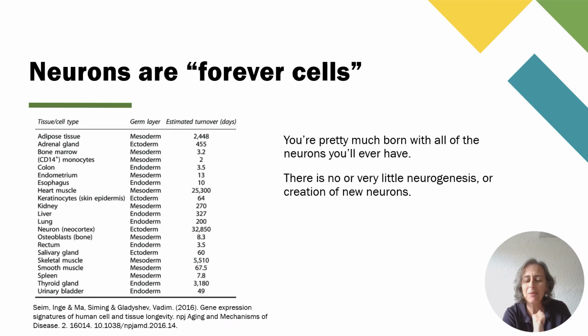Thing number two about neurons. They are forever cells. The neurons that you have today are the same neurons that you were born with, and you're not going to grow any new ones. So neurogenesis, or the ability to grow new neurons, there's debate around this. Maybe it happens a little bit sometimes under certain circumstances, but for the most part, it doesn't happen.